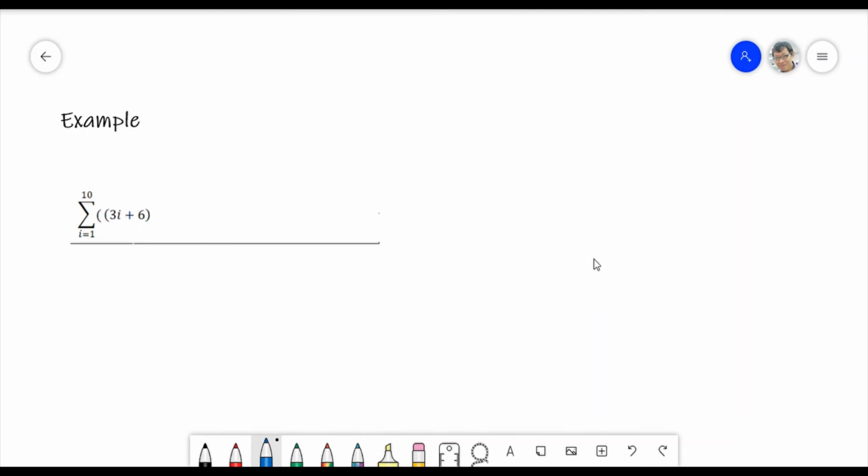First we observe they have 3i, so the coefficient we can move outside, and we can separate the terms. So we can write it as the sigma from i equals 1 to 10, where the 3 can be drawn out, so this is i. Then this other one is the sigma from i equals 1 to 10 of 6.